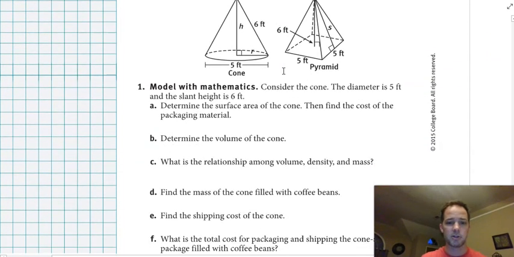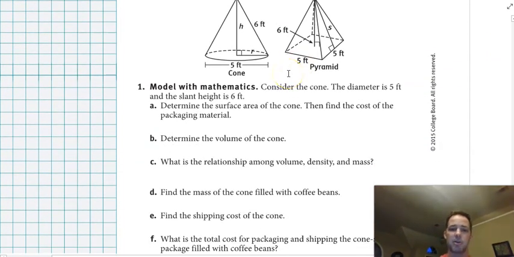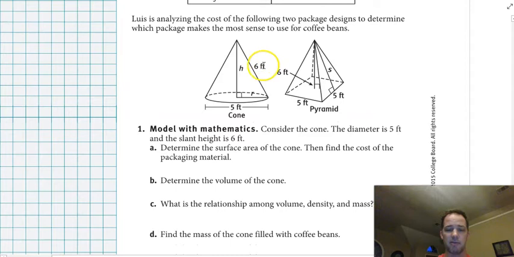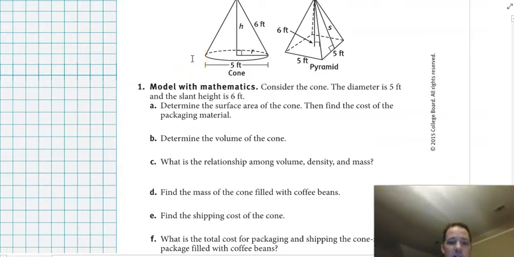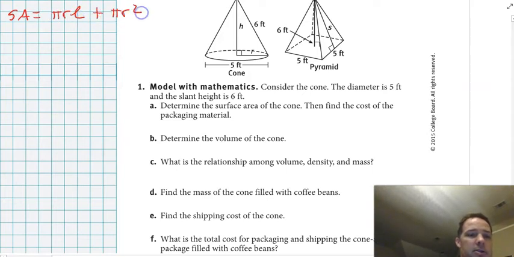Okay, so question 1 says consider the cone. The diameter is labeled on there. We have the slant height, 6 feet. It says determine the surface area of the cone and then find the cost of the packaging material. So surface area of the cone, we start with the formula. Surface area equals pi RL plus pi R squared. And we just need to plug in the pieces that we know.